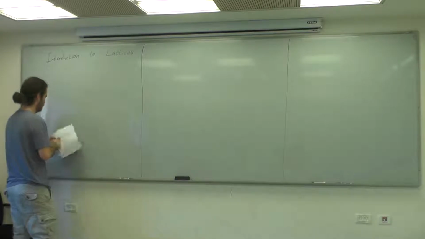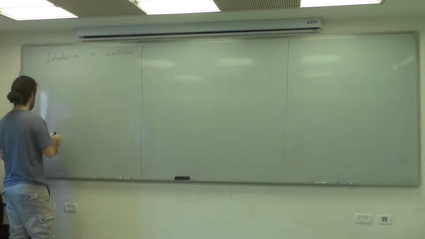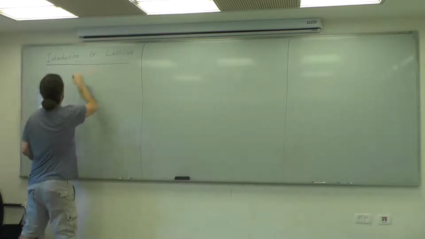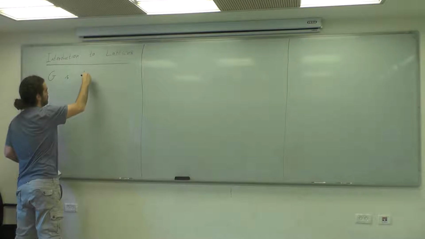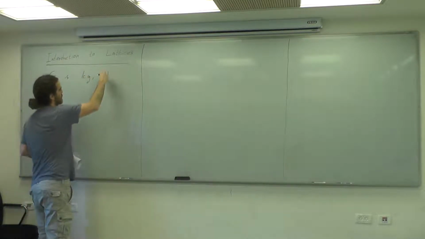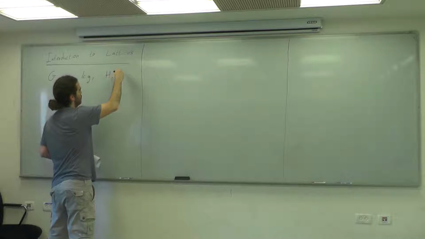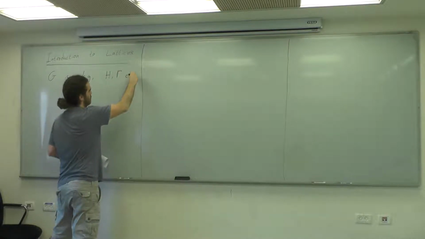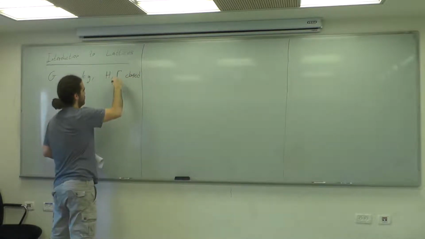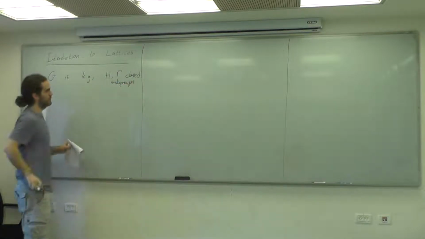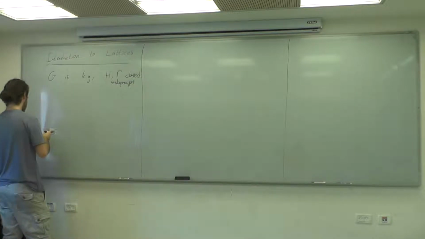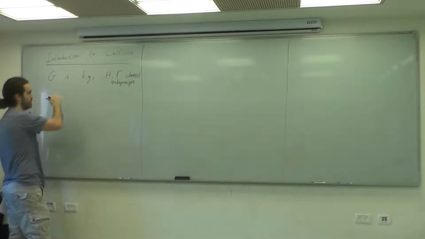So first, I'd like to recall some basic things. Throughout the lecture, G is a locally compact group, and H or gamma will be closed subgroups, and gamma will usually be discrete. Recall that we have a Haar measure mu on G.